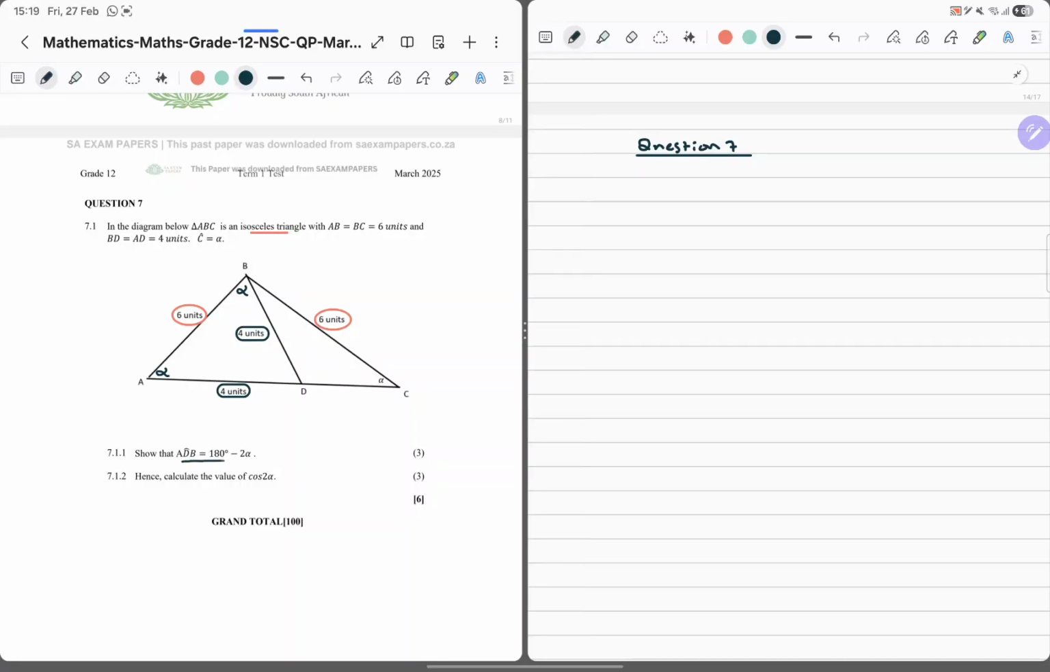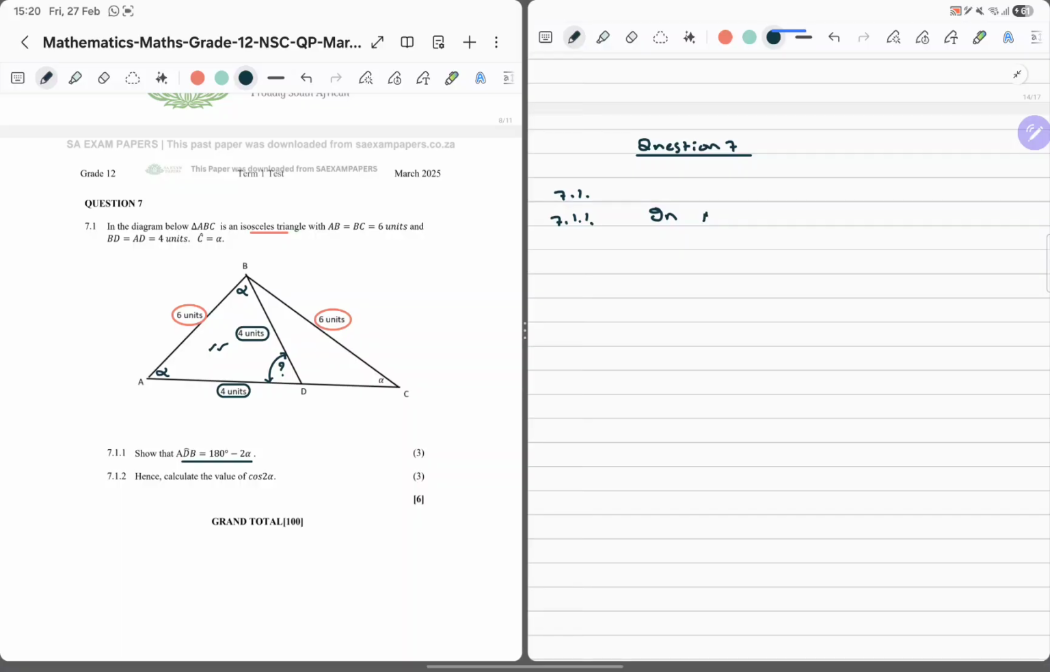Now we're told to show that ADB is 180 minus 2x. So this is the angle in question. So is it so? Let's find out. Now it's clear that we're going to have to work in this triangle. But now we need to justify everything until we get there. Alright, okay. Now we can say, okay, 7.1 with 7.1.1.